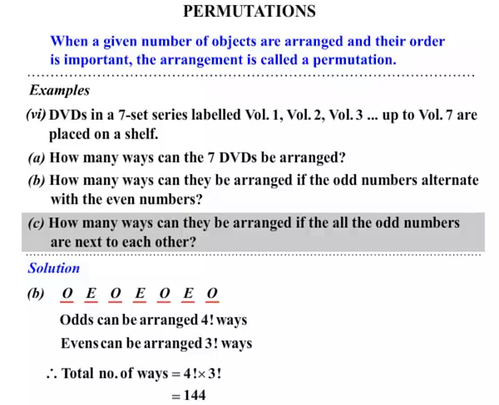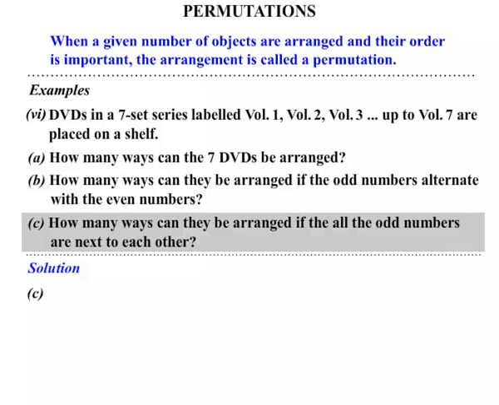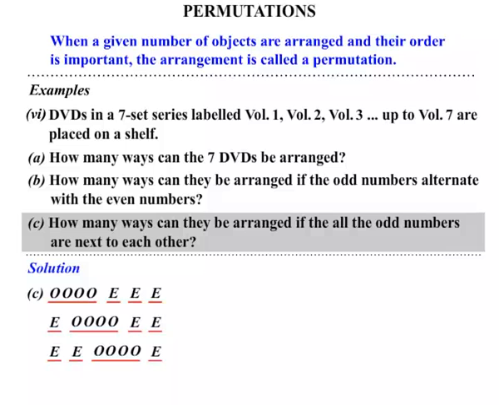Part C, how many ways can they be arranged if all the odd numbers are next to each other? Right, again, a little diagram will help out. We might have all the odds together, and then the 3 evens. Or we could have an even, then the 4 odds, then the 2 evens. Or 2 evens at the start, the odds together, and then the last even. Or finally 3 evens, and then the odds together like that.